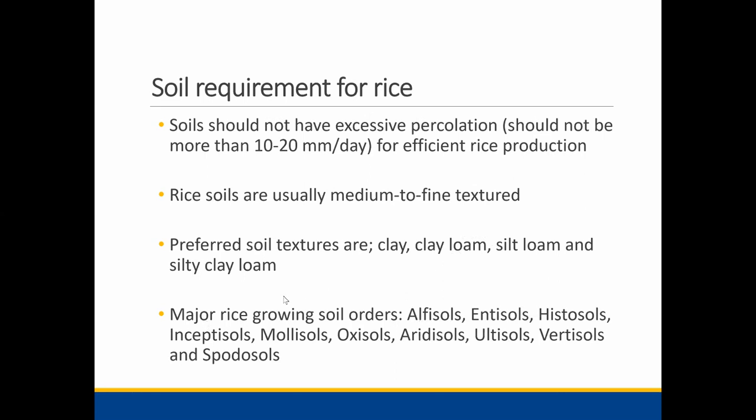And then there are soil orders, you may know. The USDA, United States Department of Agriculture, classifies different soil types based on soil orders. They have standard names. You may have studied this in soil science, or you will study it. These are the soil orders where rice can be cultivated: alfisols, entisols, histosols. You don't need to remember all of them, but at least some of them.